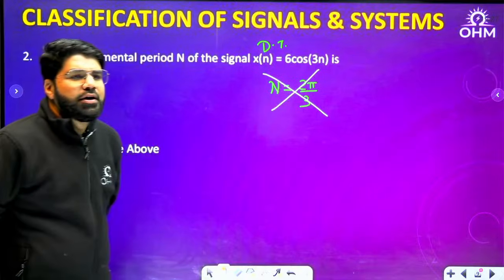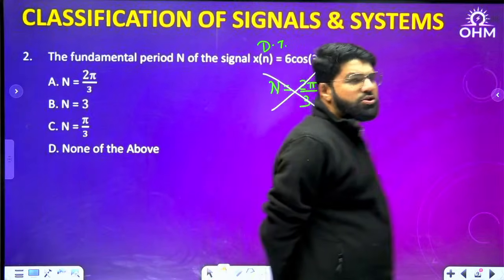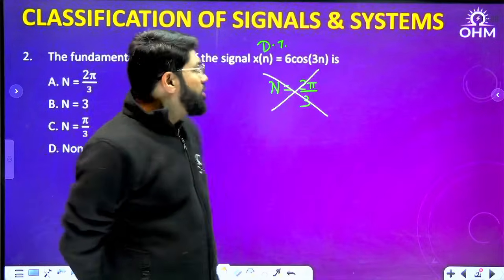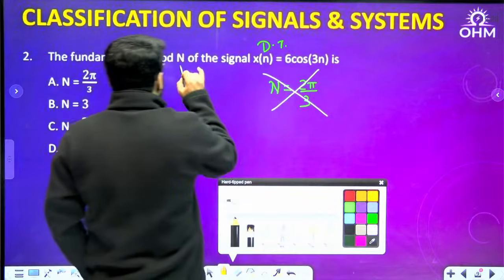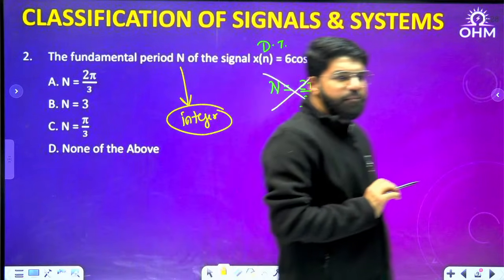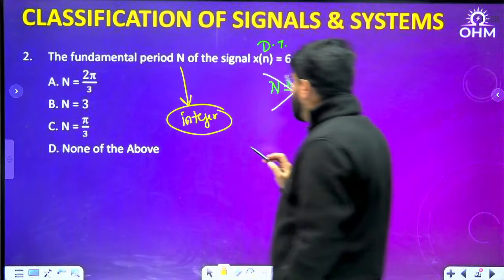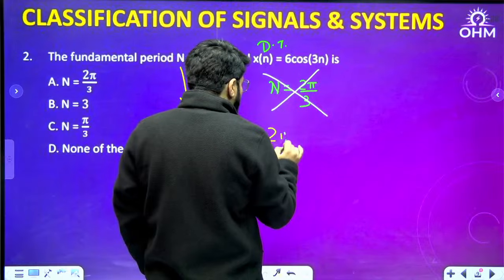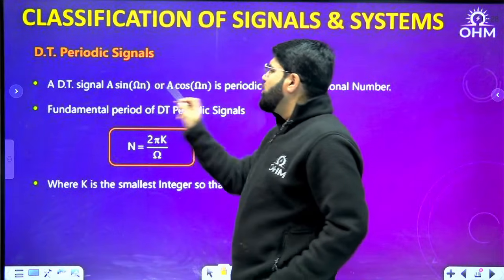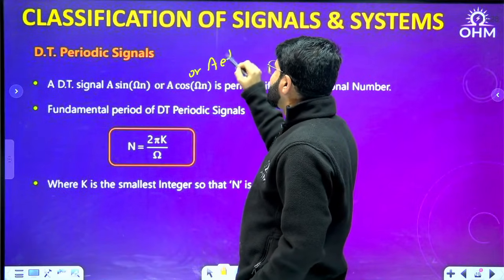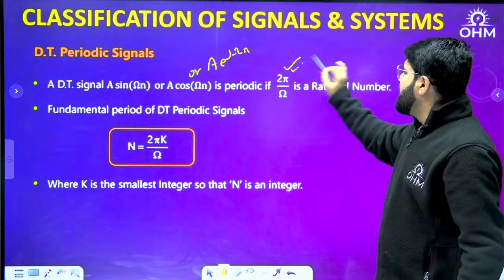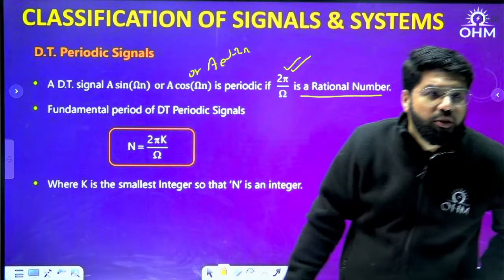Not at all. This answer is not correct because 2 pi by 3 is not an integer. For a discrete time signal, the time period compulsorily has to be an integer, so this cannot be the time period here. This signal is actually aperiodic. Let me tell you the procedure first. When you get a discrete time signal, a sin(omega n) or a cos(omega n), and the same applies to a e^(j omega n) also, it will be periodic if 2 pi by omega is a rational number. Otherwise, the signal cannot be periodic.